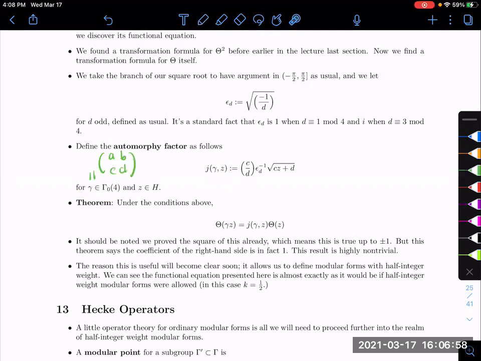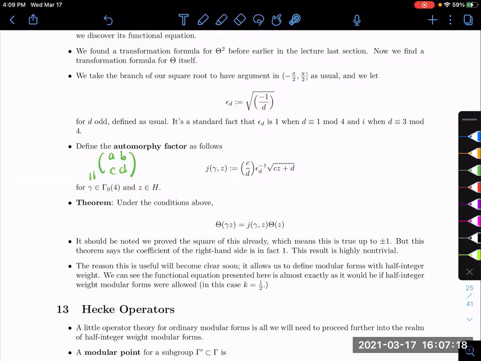Okay. Then you're going to take the Legendre symbol of c over d. Then you're going to invert epsilon sub d and multiply by that. And then you're going to finally multiply by the square root of cz plus d. And z here is going to be in the upper half plane. And then, huge incoming theorem.